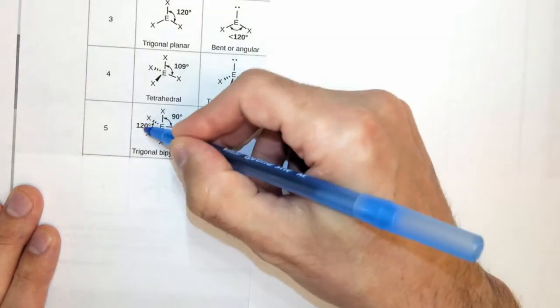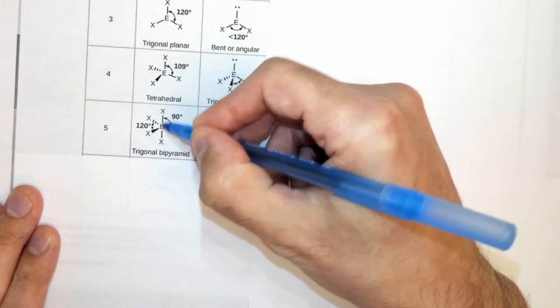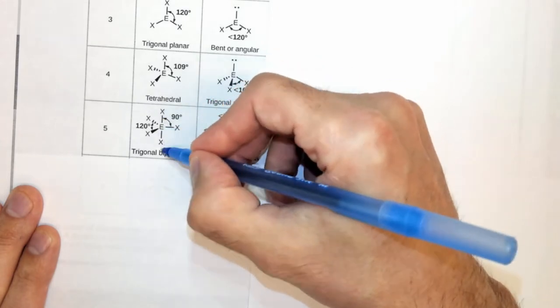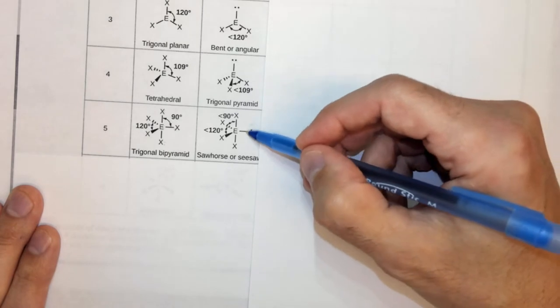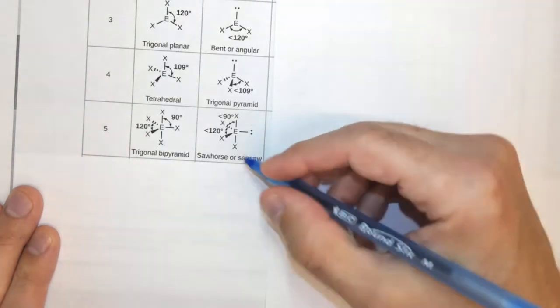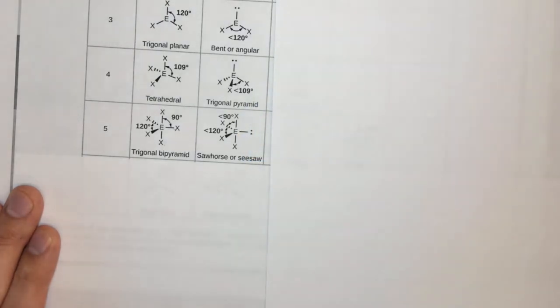Remember, the 120 degree plane is the axial, and the 90 degree plane, this 90 degrees, is the equatorial, or this XEX being 180. That's the equatorial plane. So here, this chooses to go in the axial plane. And this is usually called seesaw. Can be called sawhorse as well, but I usually call it seesaw.